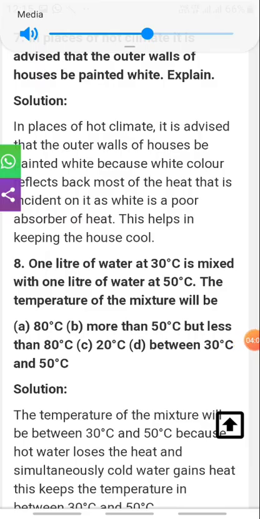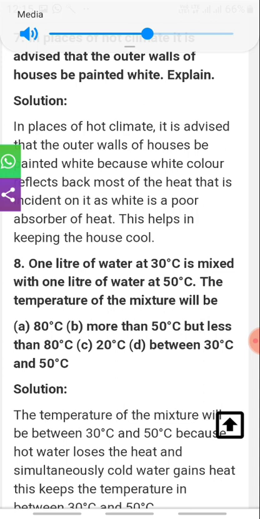Next, come to number 7. In places of hot climate, it is advised that outer walls of houses be painted white. Explain. Answer: white color reflects back most of the heat that is incident on it, as white is a poor absorber of heat. This helps in keeping the house cool.